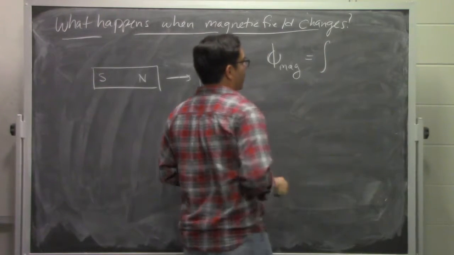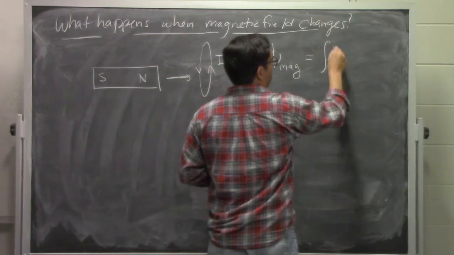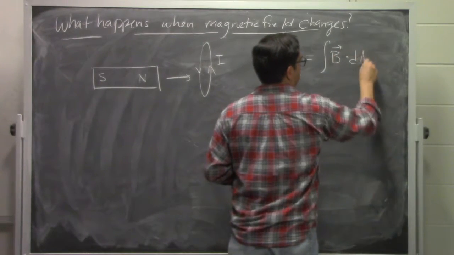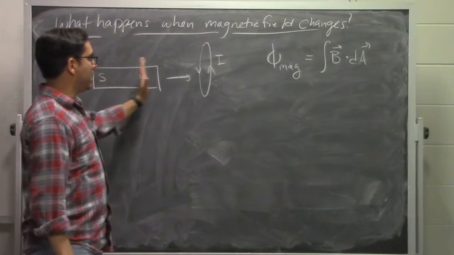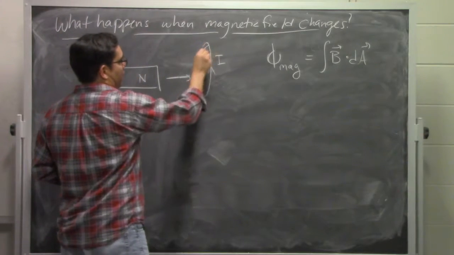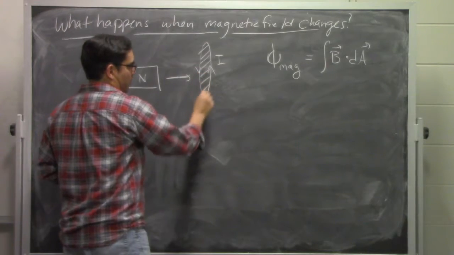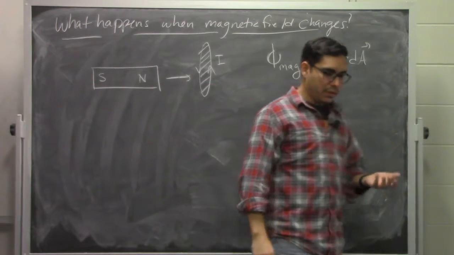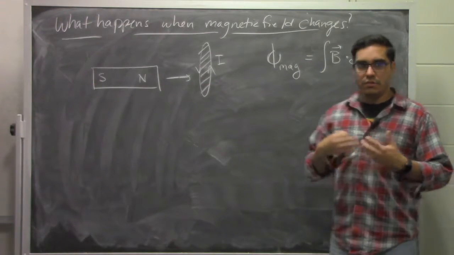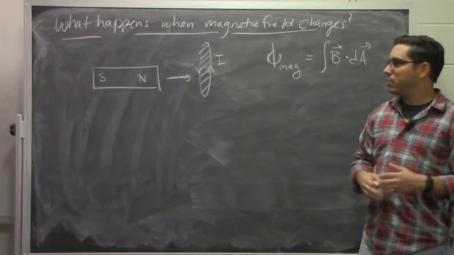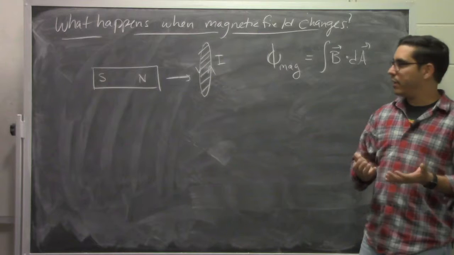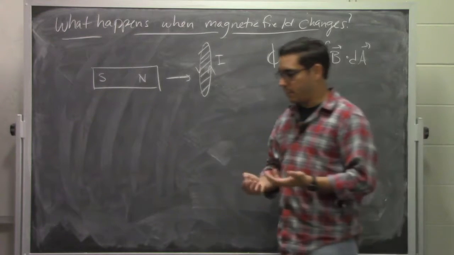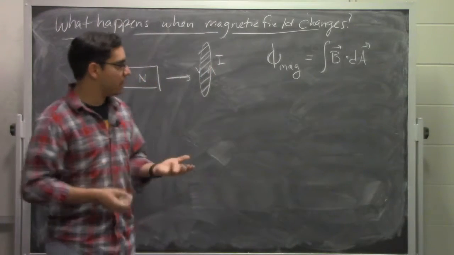So that magnetic flux is going to be this integral over some surface of the magnetic field. In this case, if we're looking at this situation, it would be the flux through this loop. Now, I know what you're probably thinking: didn't we say that there's no magnetic flux? When we look at a closed volume, we look through that surface, there's no magnetic flux because there's no magnetic monopoles. And you're right, that's exactly the case.